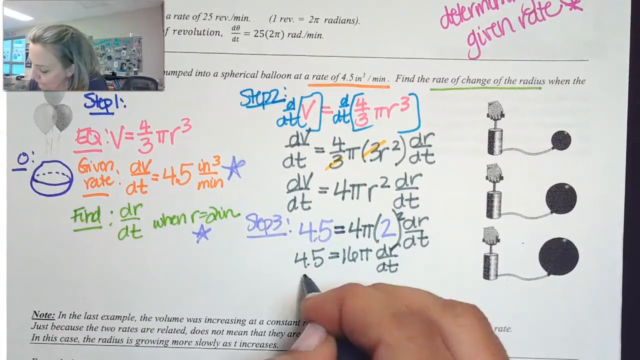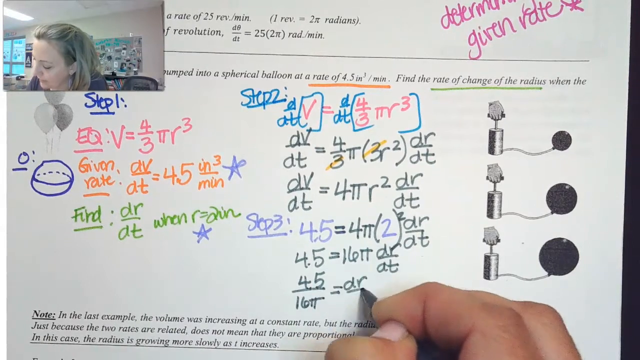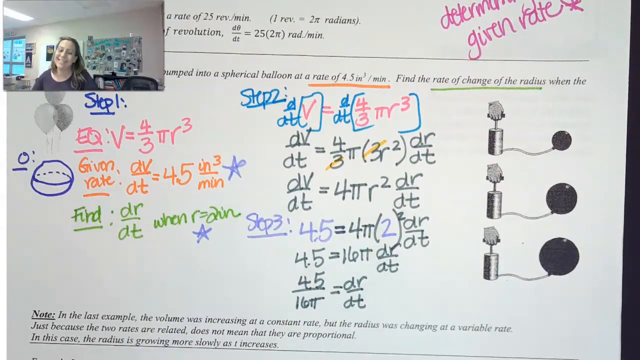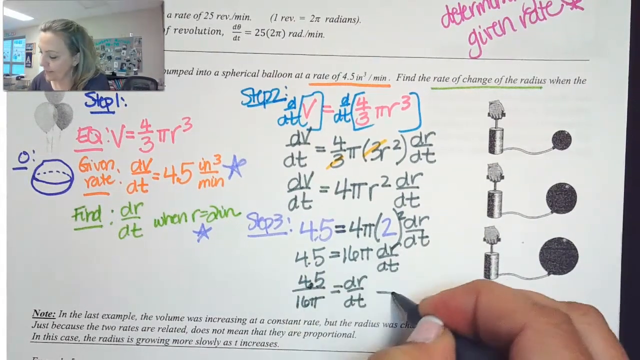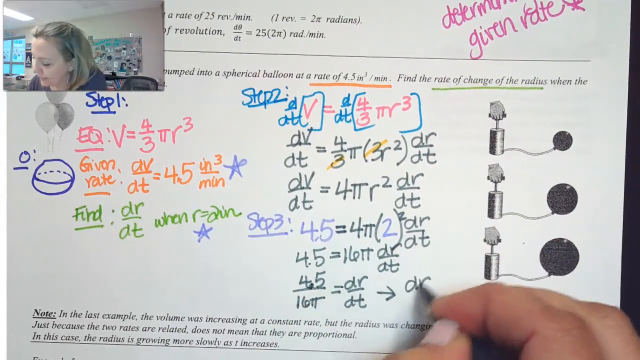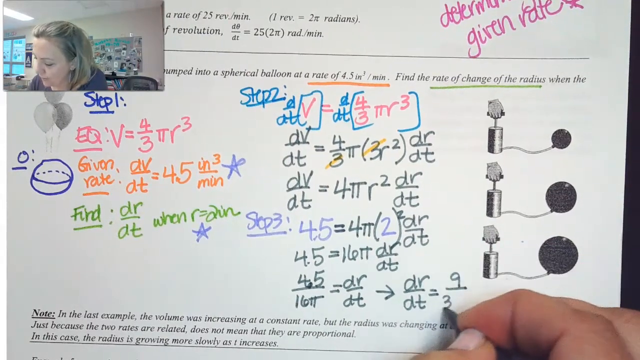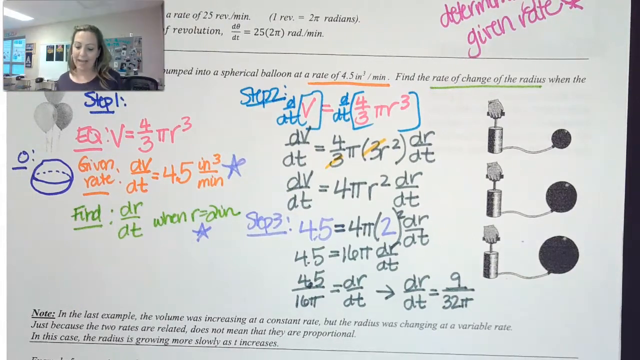So that means that we've got 4.5 over 16 pi equals dr/dt. Now, it's best practice to not have a decimal in your final answer if they want it exact. So can't we just multiply by 2 to get rid of the half? So I'm going to write my dr/dt, if I want it exact, as 9. So I have to multiply by 2 over 2. So 9 over 32 pi. Not 9 32 times pi, but 9 all over 32 pi.